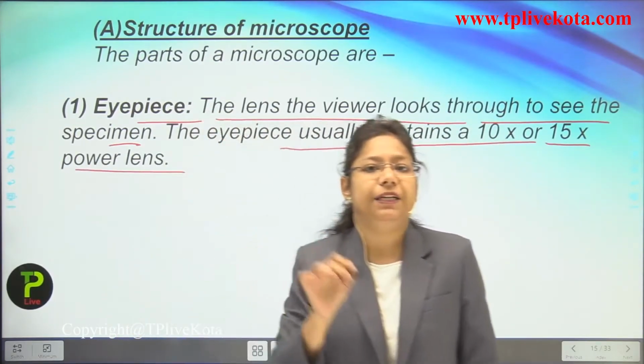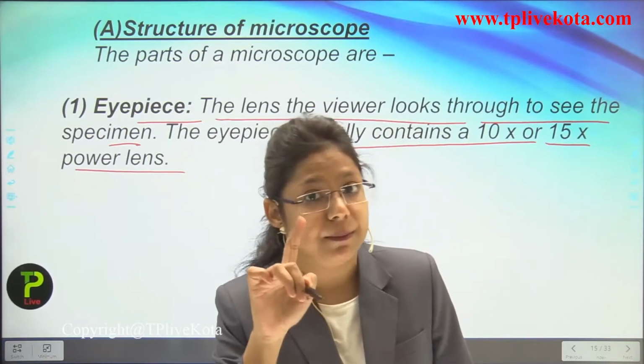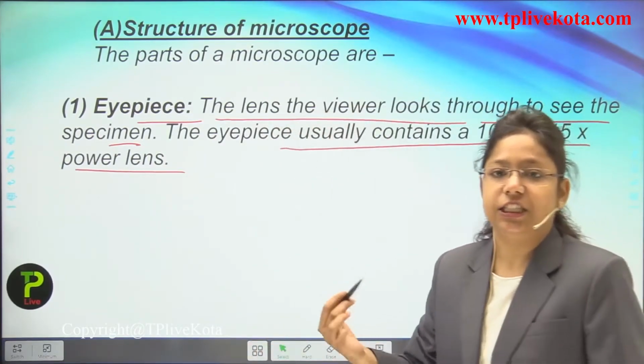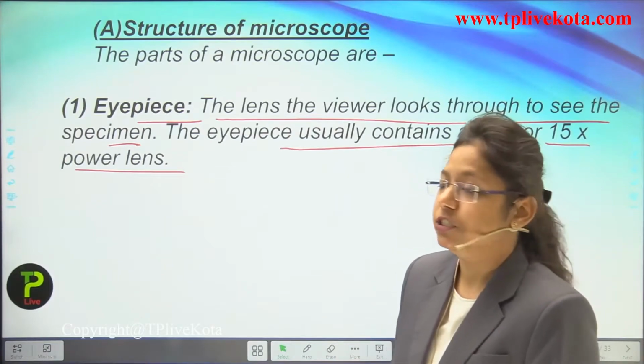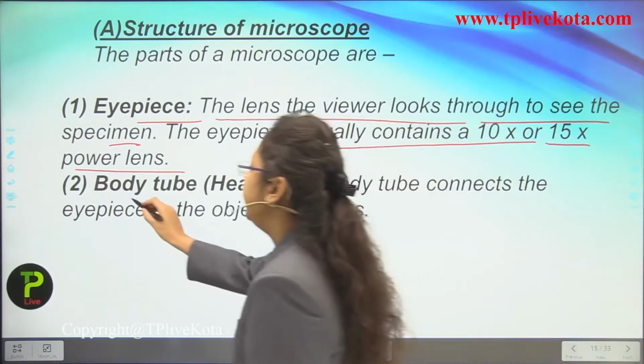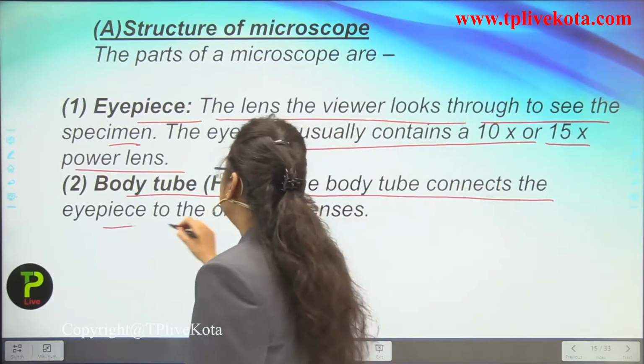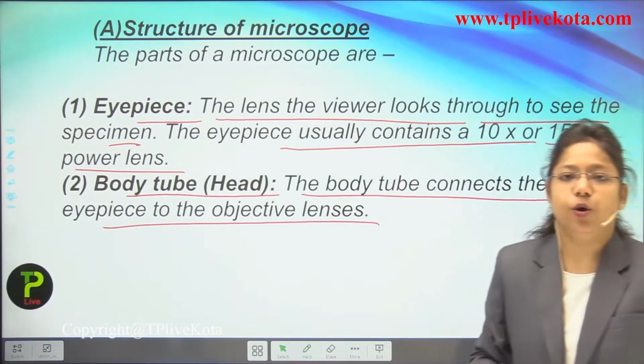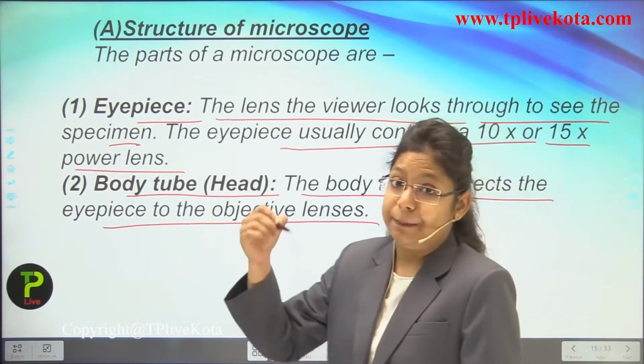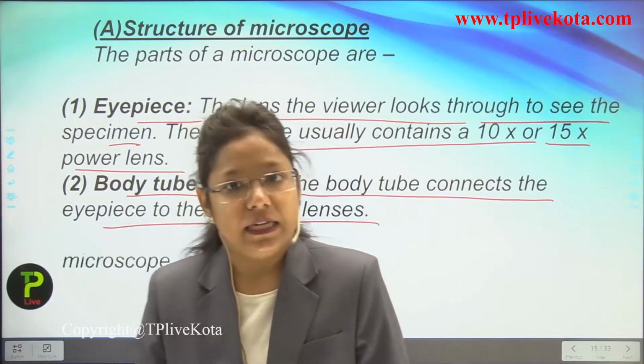Okay, now the eyepiece usually contains a 10x or 15x power lens. So the eyepiece contains the power lens. You have to remember this thing. It is adjustable, the power can be adjusted. Next is the body tube. It is a head. The body tube connects the eyepiece to the objective lenses.